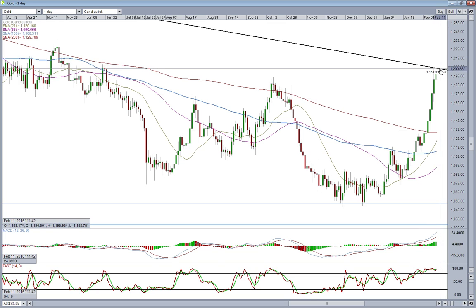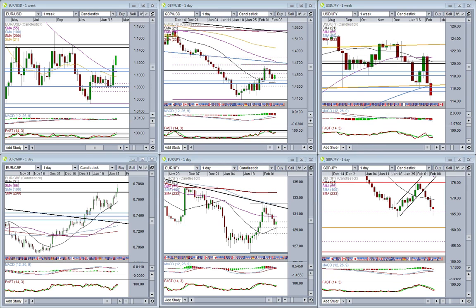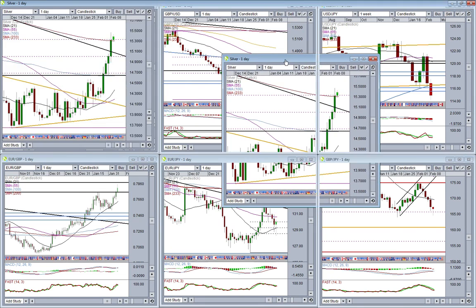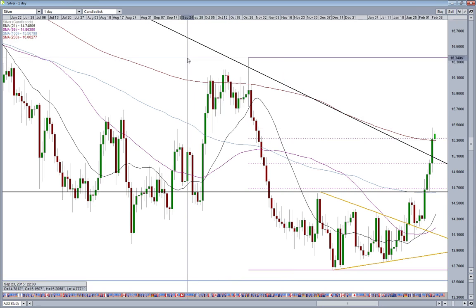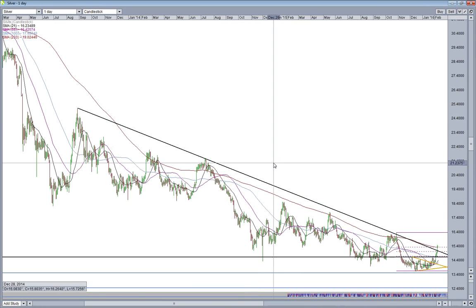But unless I see this 1200 level broken, I can't be too bullish on it either. I do think we may potentially see some more pressure to the upside, and what really supports that is what we've seen in silver. Now in silver, we've got a similar descending trend line.